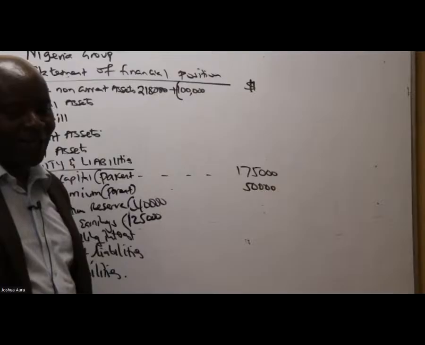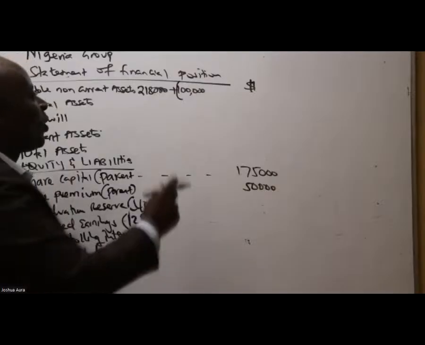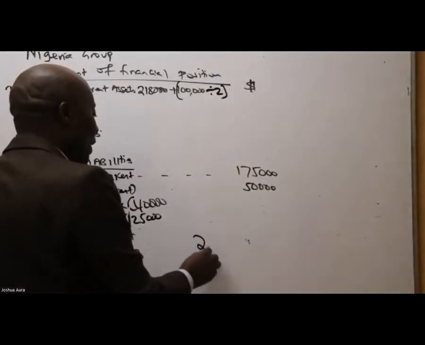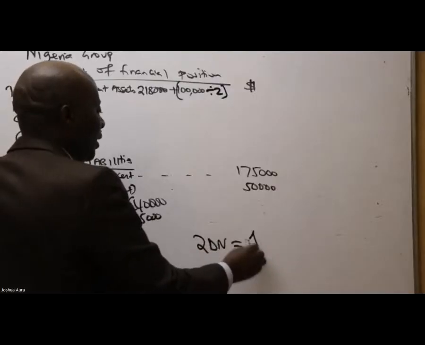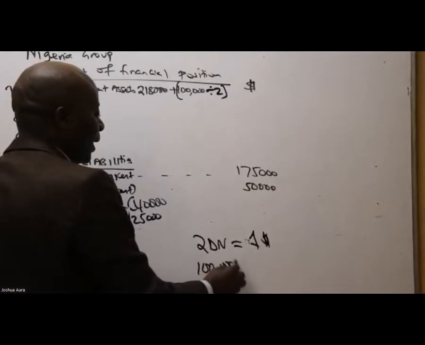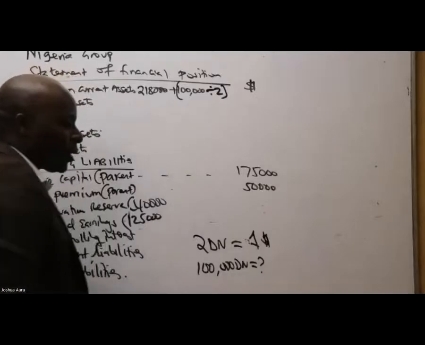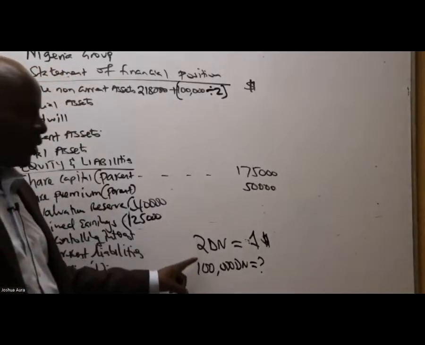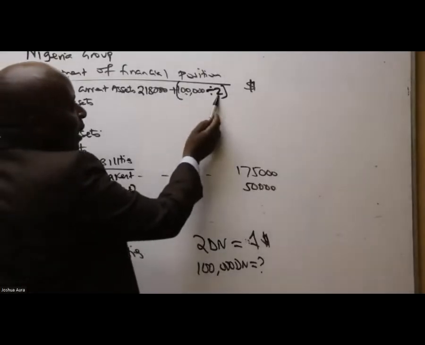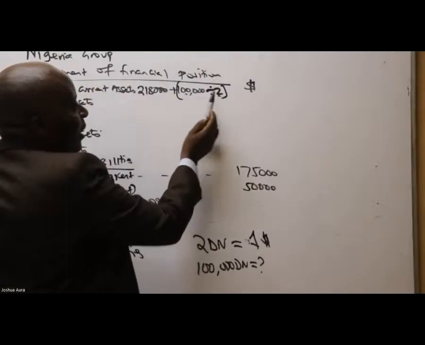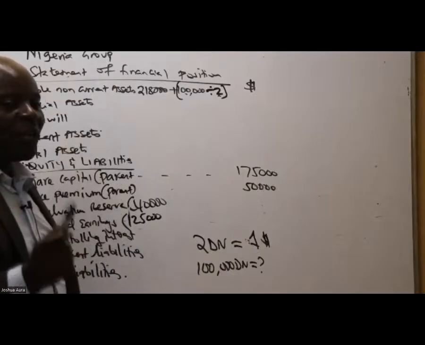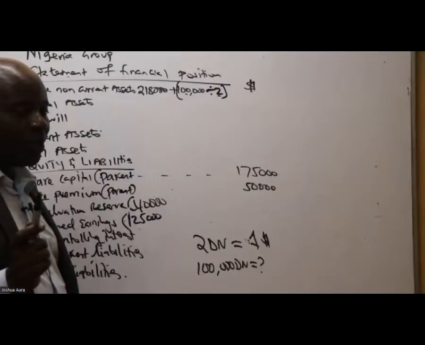Divide, isn't it? So we divide by the 2 like that. Why are we dividing? It's because they have told us 2 DNs equals $1. How about 100,000 DNs? If you cross multiply, at the end of the day, you'll realize you're supposed to be dividing. After all, these are DNs and these are DNs, and there is no way you can multiply DN with DN. You'll end up getting DN squared. No way. You can never.